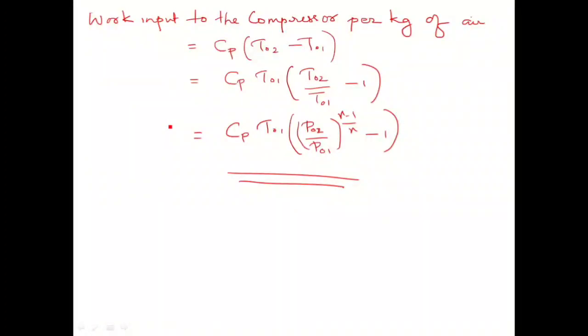So from this equation it is known that the stagnation temperature of air at inlet is T01 and the pressure ratio is P02 by P01. So the work input to the compressor per kilogram of air depends upon the stagnation temperature at the inlet and the stagnation pressure ratio.